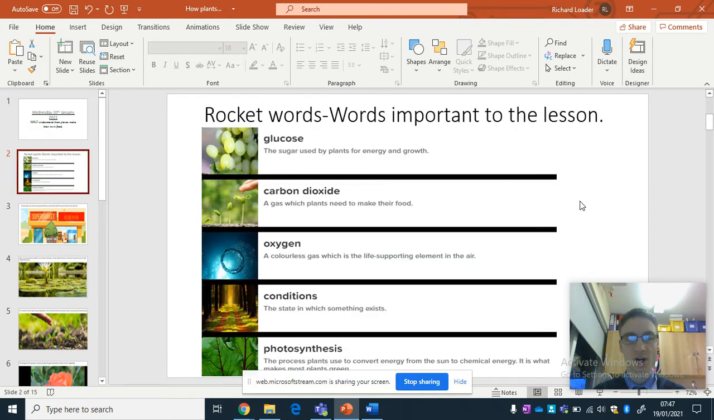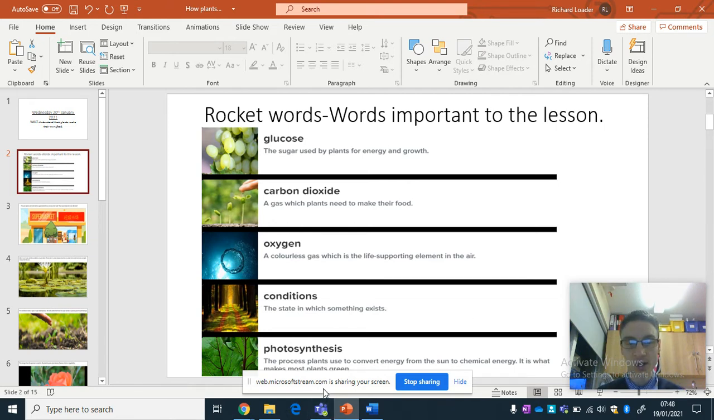So just wanted to start off by talking about some key words, key language for the science lesson. So the first one we've got is glucose, and this is the sugar used by plants for energy and growth. Carbon dioxide, a gas which plants need to make their own food. Oxygen, a colourless gas, which is the life supporting element in the air. Conditions, the state in which something exists. So, for example, we talk about the weather conditions, don't we? Maybe it being really warm or very wet outside.